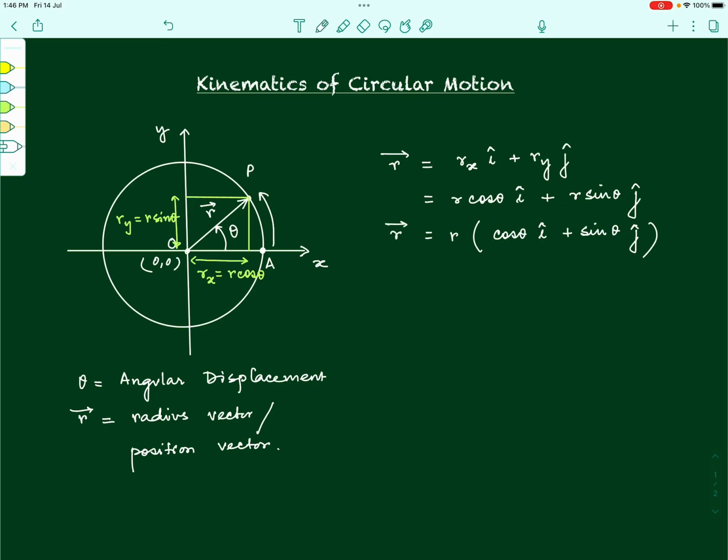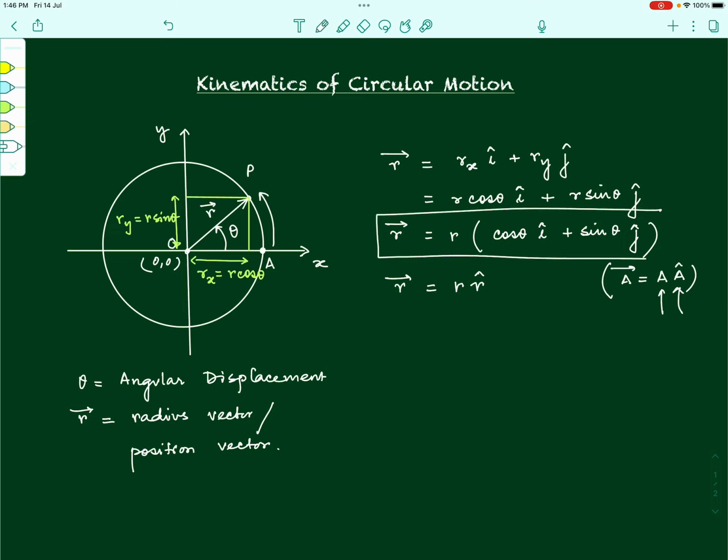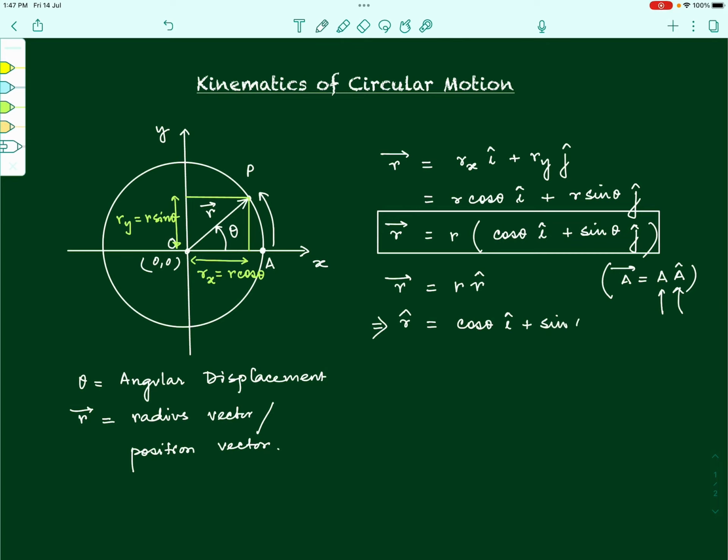Now, we know that in general a vector, any vector, which in this case is vector r, can be written as the magnitude of the vector times its unit vector, right. We know that in general vector a can be written as magnitude of a times a cap. The magnitude gives us the magnitude of the vector itself, and the unit vector gives its direction. So, the two combined together give us the complete information about the vector. So, if we compare this relation with the expression for r that we have obtained over here, we understand that from here the unit vector r cap would be nothing but cos theta i cap plus sin theta j cap.